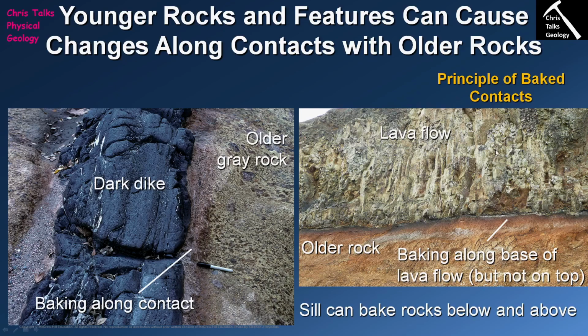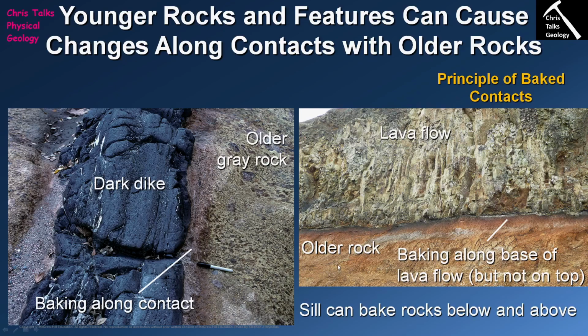Now, we know that lava flows by their very nature are hot. And so as the lava flow moved over the surface, what did it do? It started to heat up the rock which it was in contact with. And this heating up of the rock produced this dark red to black contact which we can see right here. So this is our baked contact which is being produced due to the heat of the lava flow.